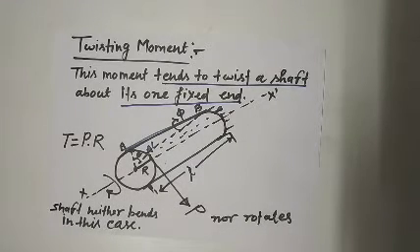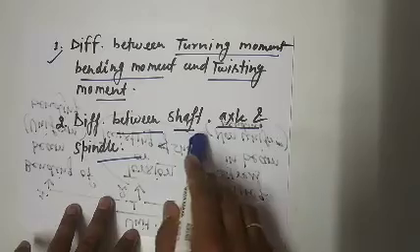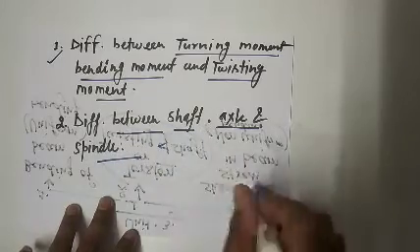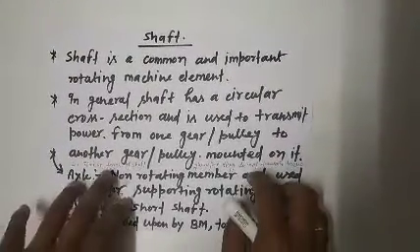Now, this is the answer of the first question, right? What is the difference between turning moment, bending moment and twisting moment? Now, we will answer the second question. The second question was the basic concept and definition of shaft and the difference between shaft, axle and spindle, right? Now, come to the shaft. What is a shaft?